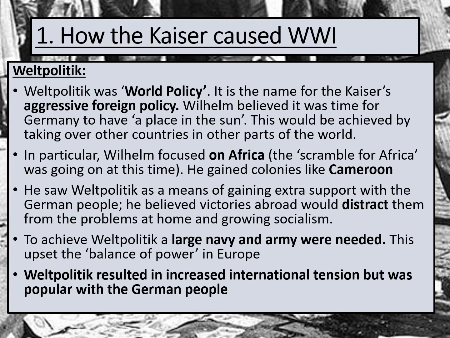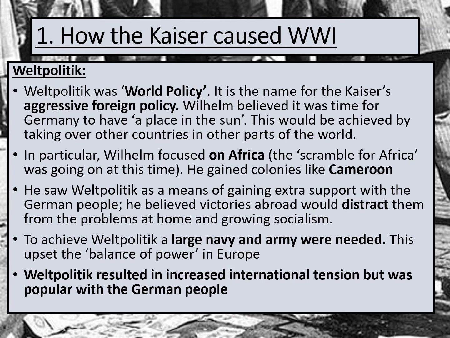So our first little topic is on how the Kaiser caused World War I. And the first way he did that was through his policy of Weltpolitik. So Weltpolitik was his world policy. This was a name for his aggressive foreign policy, his aggressive relations with other countries. He believed it was time for Germany to have a place in the sun. In other words, what he wanted was to take over other countries in other parts of the world, just like Britain and France had done.